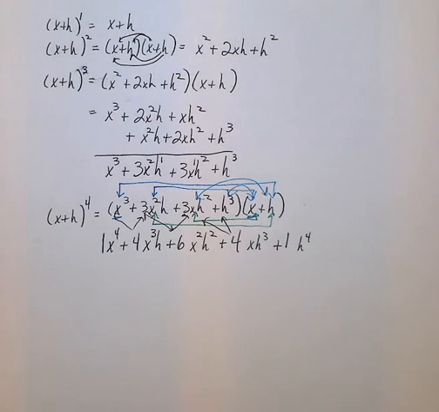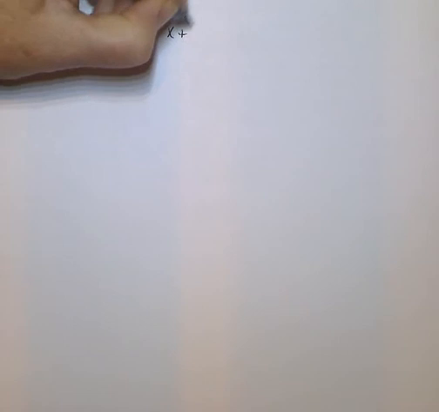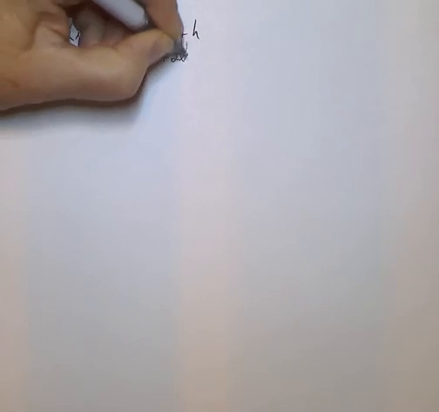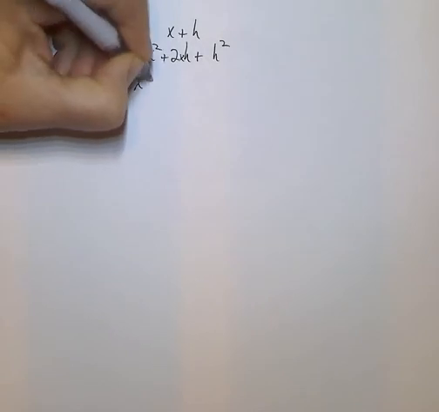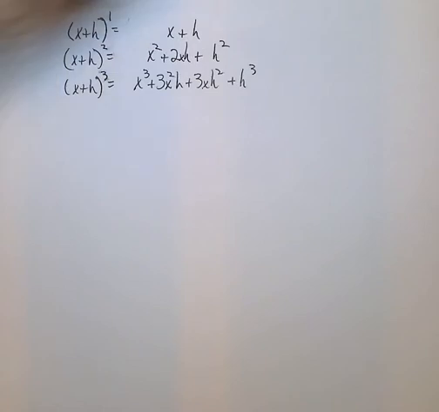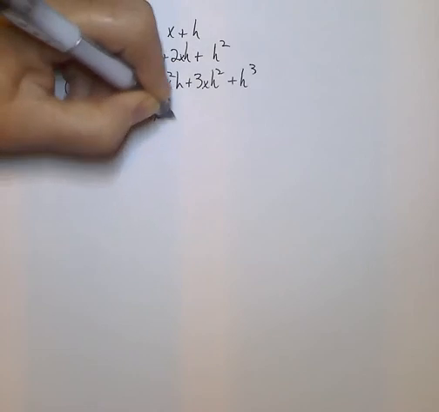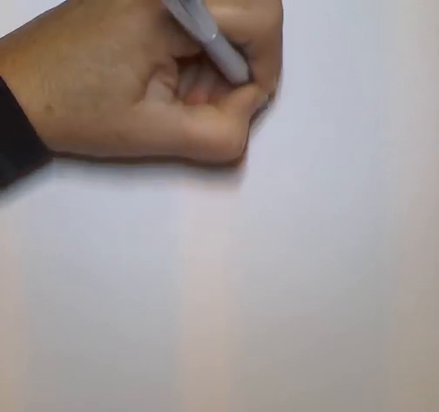So let's take a look at what happened here. Let me rewrite our results in a form where it's easier to see the patterns. We had x plus h to the first is x plus h. We had x plus h squared is x squared plus 2xh plus h squared. We had x plus h, the quantity cubed, was x cubed plus 3x squared h plus 3xh squared plus h cubed. And x plus h to the 4th was x to the 4th plus 4x cubed h plus 6x squared h squared plus 4xh cubed plus h to the 4th.